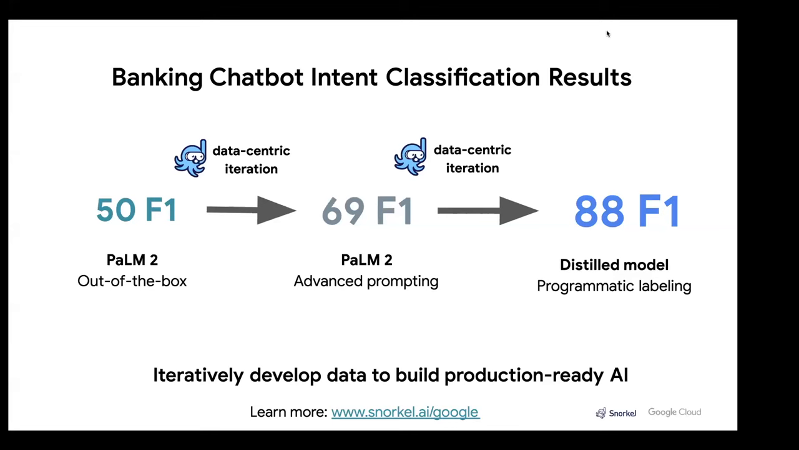In this demo, we focused on a high cardinality banking chatbot intent classification use case. We started with a baseline PaLM 2 model, which had an F1 of 50. With prompting, we were able to achieve an F1 of 69. And after creating corrective labeling functions, we were ultimately able to train a small specialized model with an F1 of 88, which is a 38-point F1 boost compared to the out-of-the-box model and does meet our production quality bar.